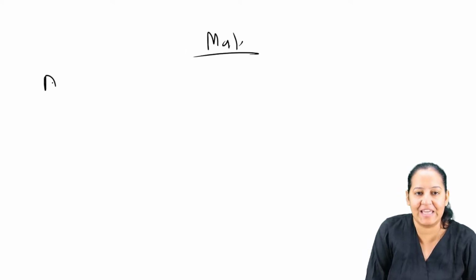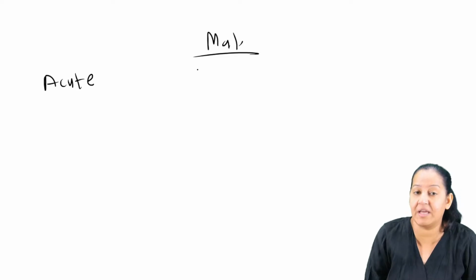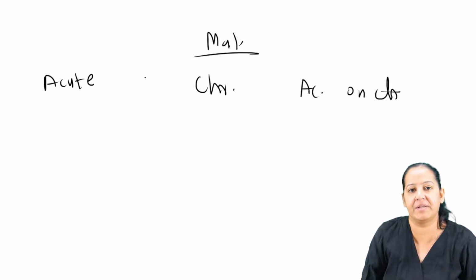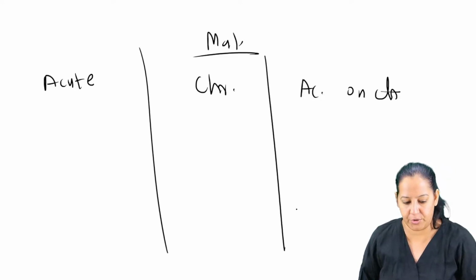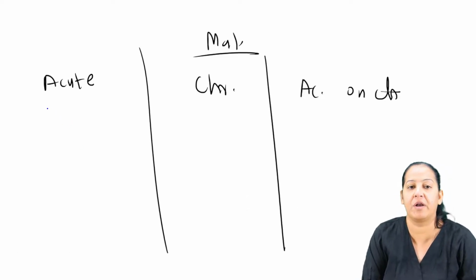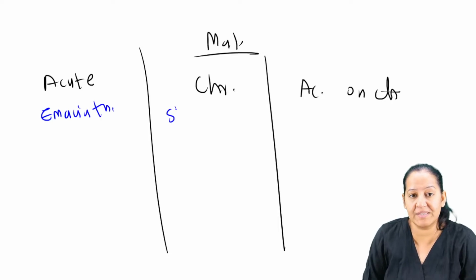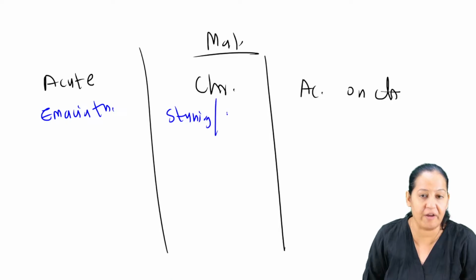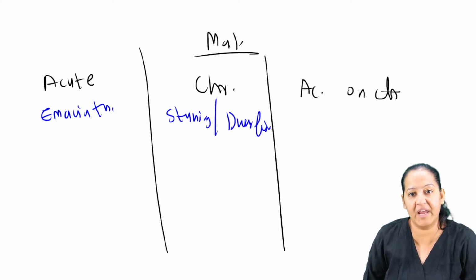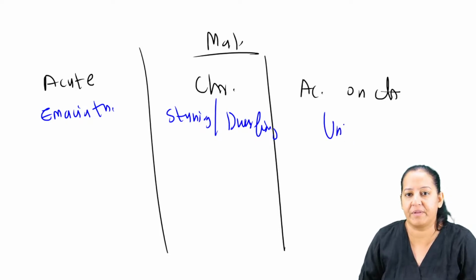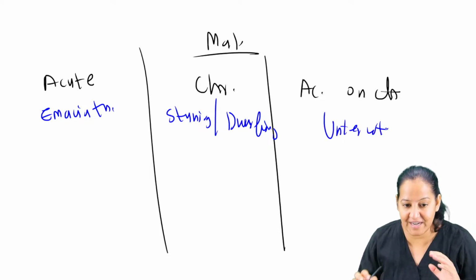So these are the three types of malnutrition. What are the three types? Acute malnutrition, you very frequently get questions on that. Chronic malnutrition and acute on chronic malnutrition. These are the three types of malnutrition I taught you. Acute malnutrition is also known as emaciation. Chronic malnutrition is also known as stunting or dwarfing. And acute on chronic is known as undernutrition, underweight. So please understand the other names.